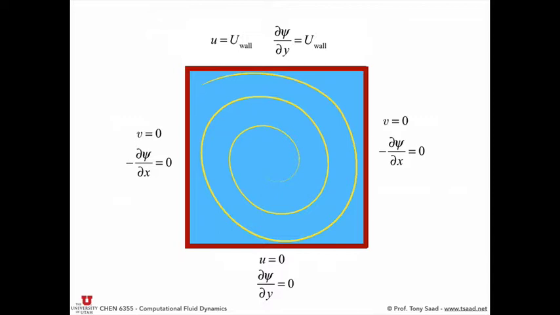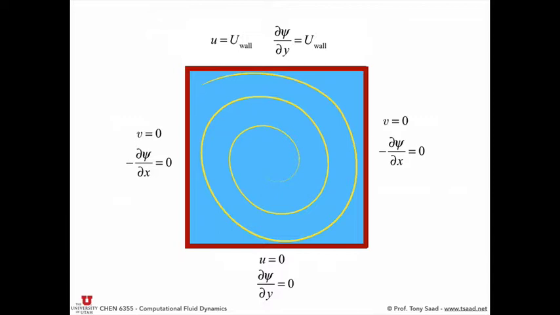Same thing at the right wall. There's no flow in the y direction. The wall is not moving. So ∂ψ/∂x is also 0. At the bottom, u is equal to 0. So ∂ψ/∂y is equal to 0. So the normal component of ψ.